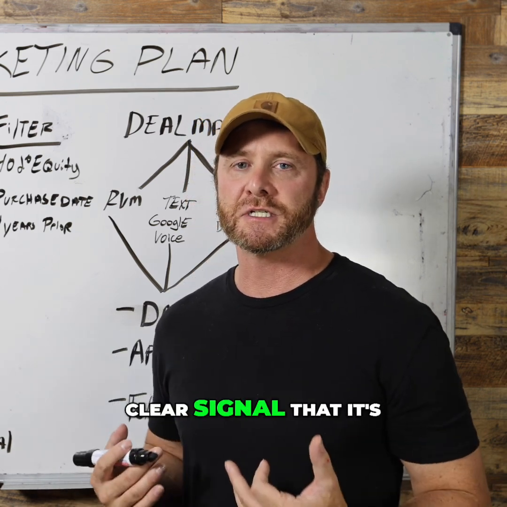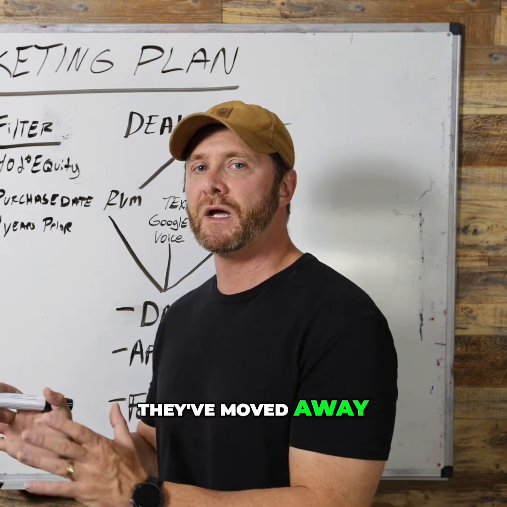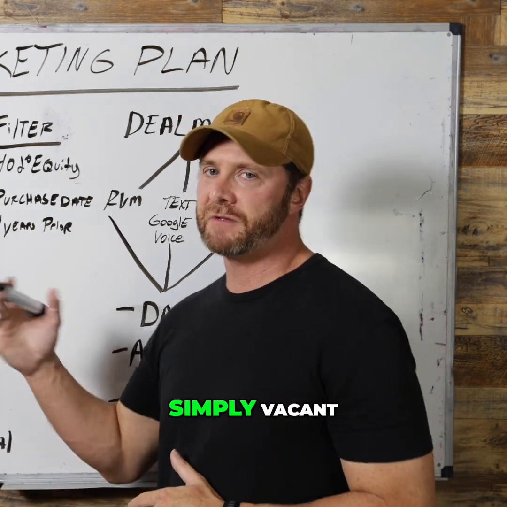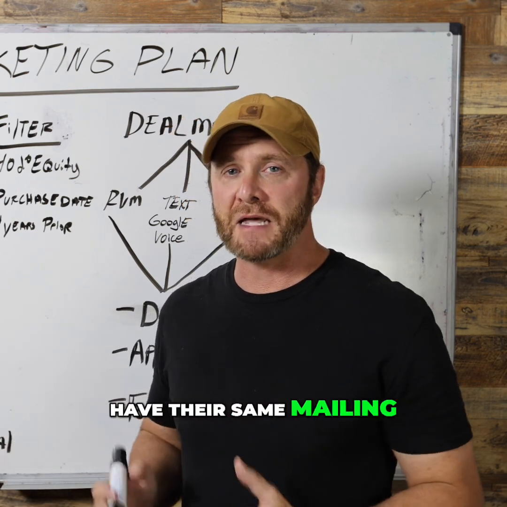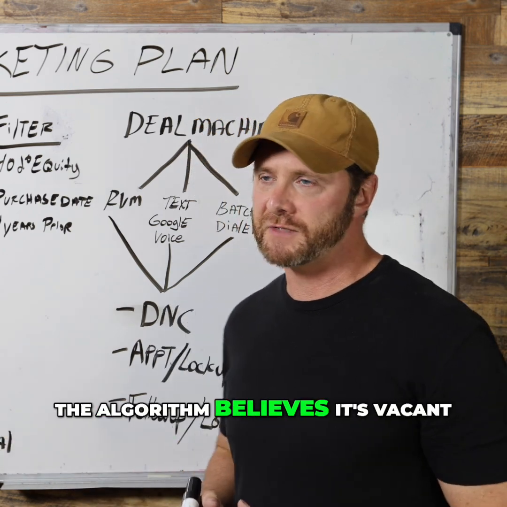That gives us a clear signal that it's probably a rental property or something's going on with the property, that they've moved away. They get a tax bill for a property they no longer live in. The next is just simply vacant, okay? The seller may or may not still have the same mailing address there, but the house has been deemed vacant for whatever reason. The algorithm believes it's vacant.